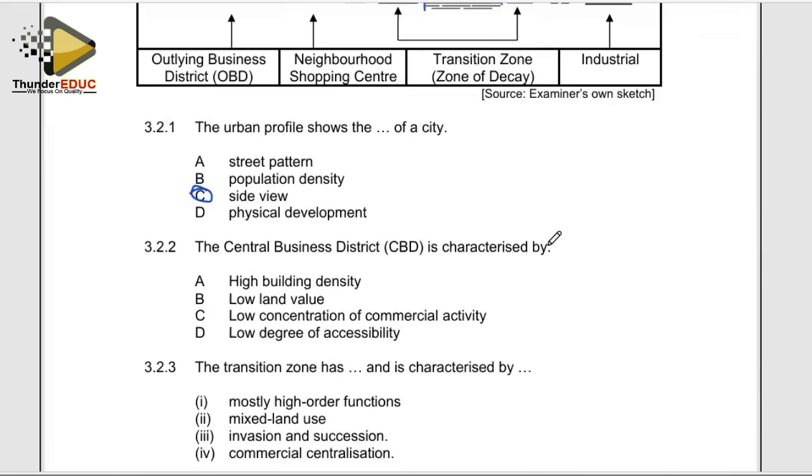Right, let's look at the possible answers. The question is saying the CBD is characterized by high building density. That is very correct. Low land value is very wrong. Low concentration of commercial activity is also equally very wrong. And low degree of accessibility, that is also wrong. So the correct response for the CBD is A.